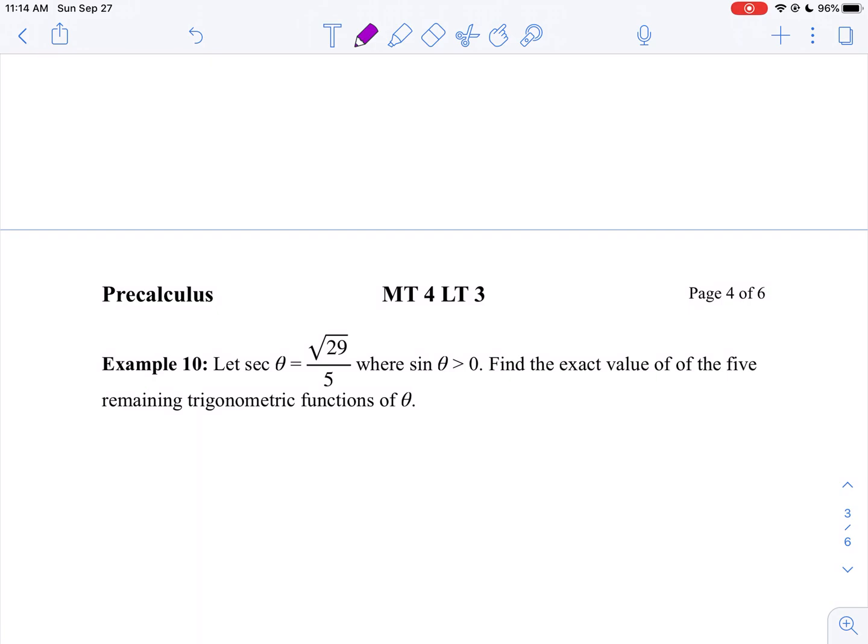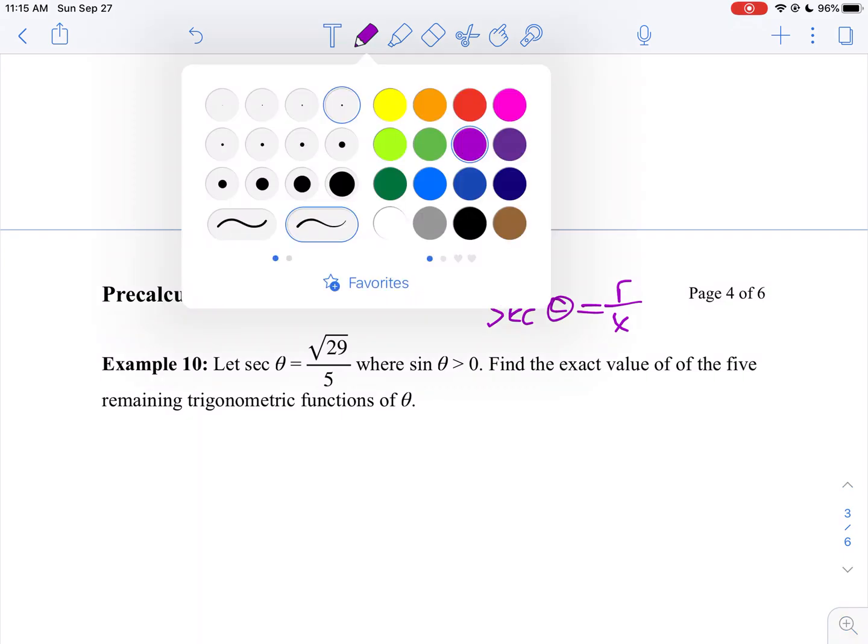So here's what happens. We know the secant of theta is the square root of 29 over 5. We know the sine of theta is positive. I want to find the exact values of the 5 remaining trig functions. Well, remember, secant theta, by definition, is r over x. I just got to figure out what quadrant that's in. And that's what I'm going to use my mnemonic device for.